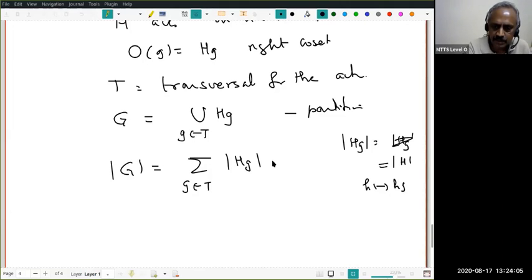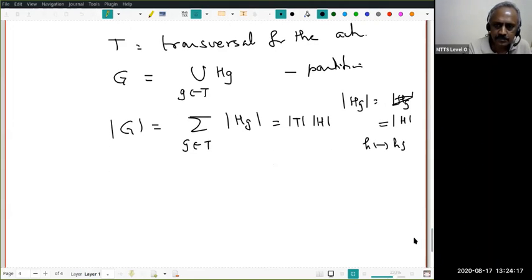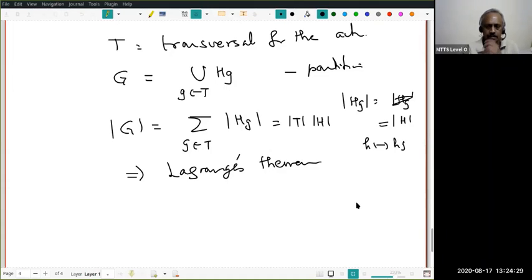Therefore, this is mod H, how many times? As many times as there are elements in T. Therefore, this is mod T times mod H. You understand? Therefore, this implies Lagrange's theorem.